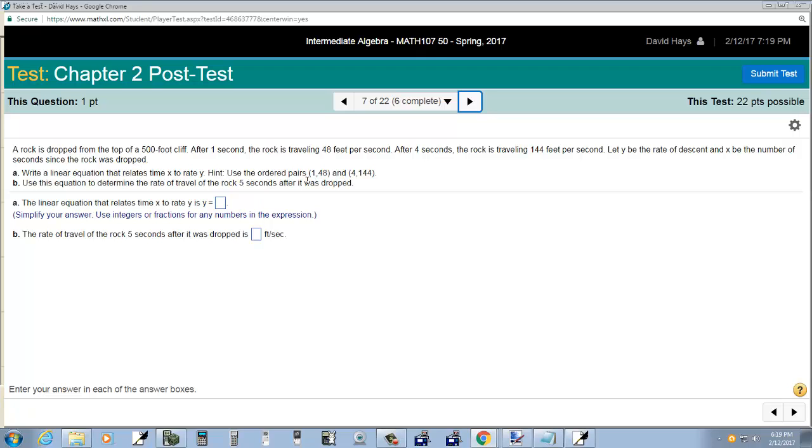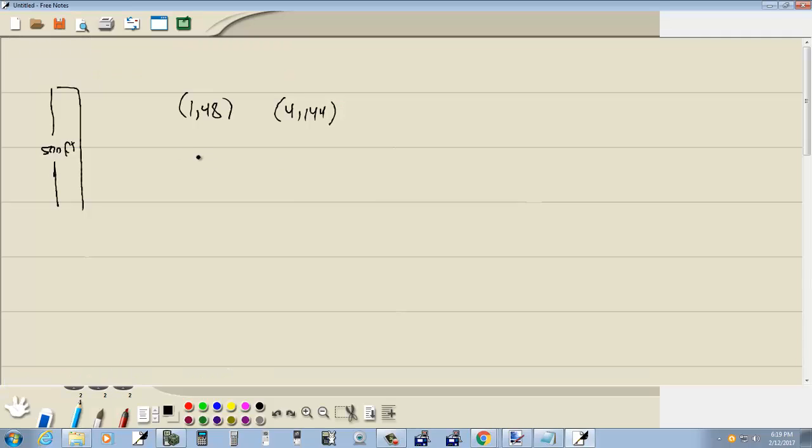Okay, so we want to write a linear equation. So step 1, we want to find m. And m is equal to y2 minus y1 over x2 minus x1. Now this is my first point, so this will be x1, y1. This is my second point, so this will be x2, y2. So we're going to have 144 minus 48 over 4 minus 1.